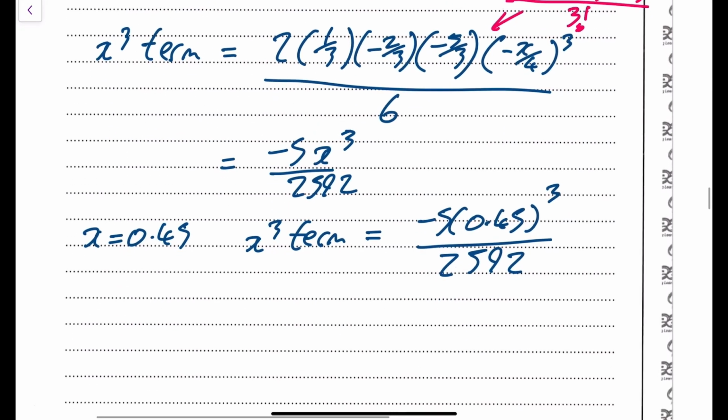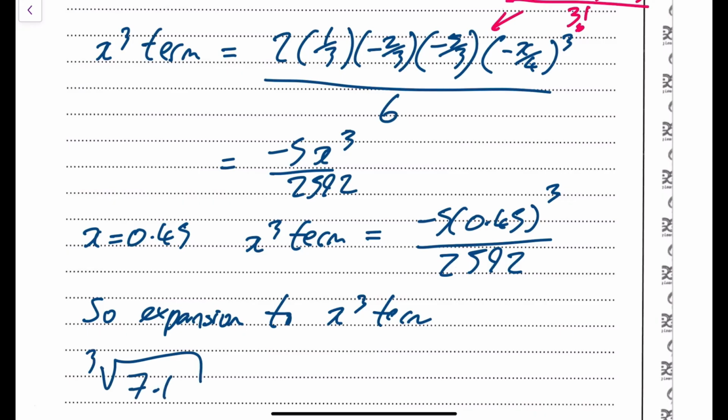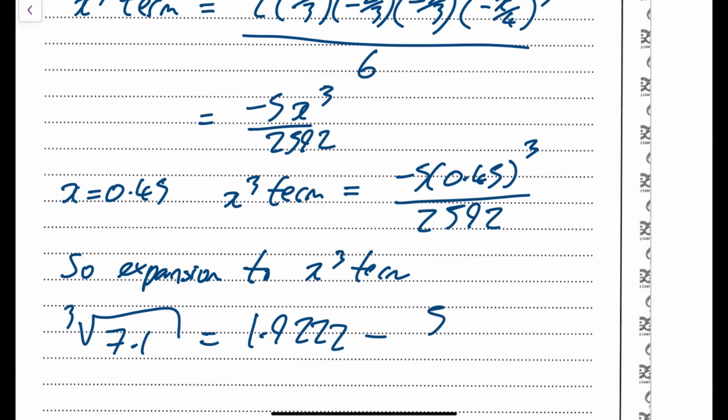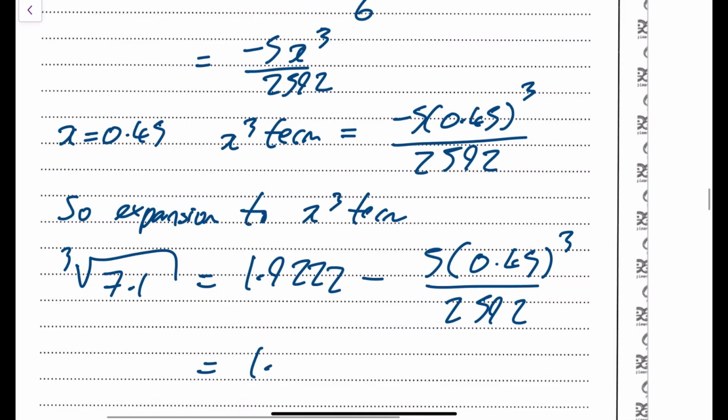So that means, the expansion to the x cubed term, your cube root of 7.1 would be 1.9222. Remember, that's what we got going up to the x squared, and then minus 5 times 0.45 cubed, all over 2592. And when you did that, you got 1.9220 to 5 sig figs.